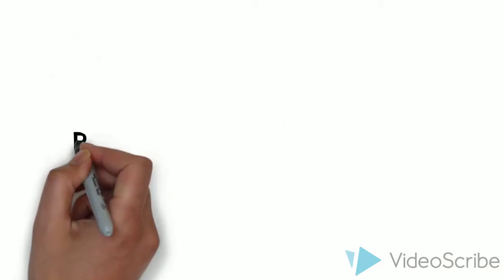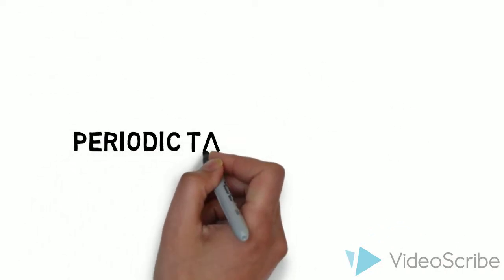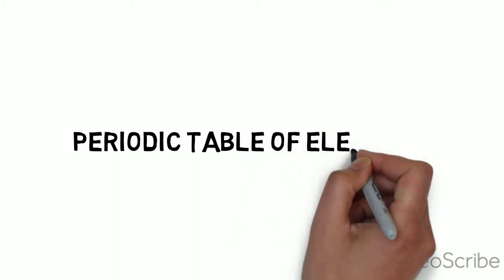Some of you might be wondering why we're learning all this history. This is a chemistry class, not a history class. Well, I'm going to show you how learning atomic theory relates back to learning chemistry. We're going to go back to the periodic table of elements.